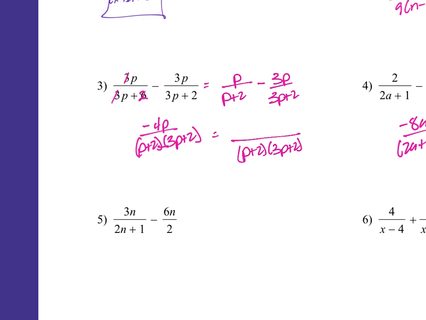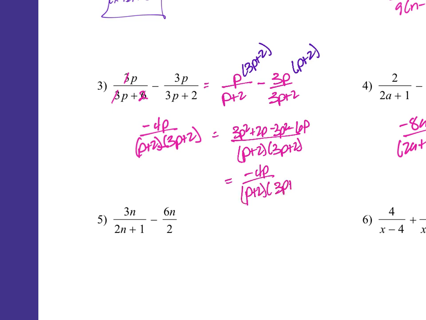I'm going to multiply this one by 3p plus 2 and this one by p plus 2. And so I get 3p squared plus 2p minus 3p squared minus 6p. So that's going to be negative 4p all over p plus 2 times 3p plus 2.